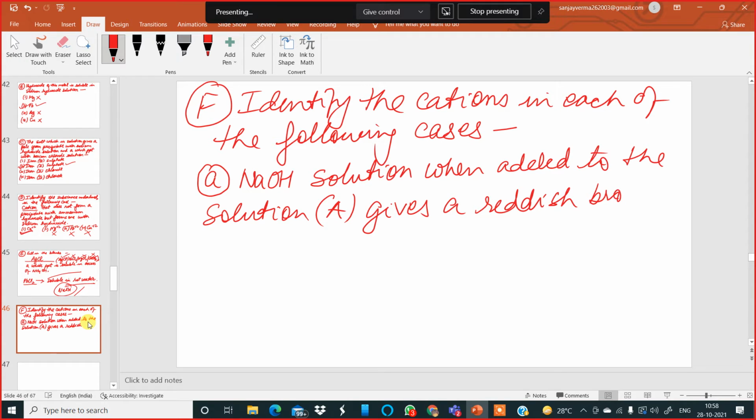Reddish brown precipitate. So tell the answer first, then I'll go to B and C.